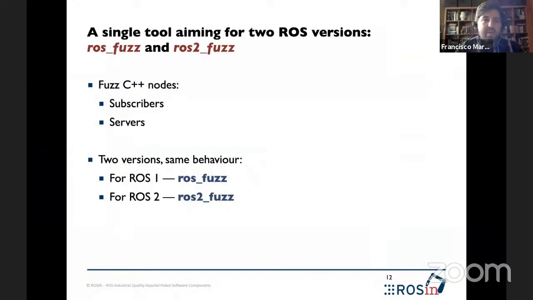So basically, we have a single tool aiming for two ROS versions. We have ROS-FUZZ, which is for ROS 1, and ROS2-FUZZ, which is for ROS 2. They are used in order to fuzz C++ nodes, such as subscribers and servers, as Zhoulai has presented before.